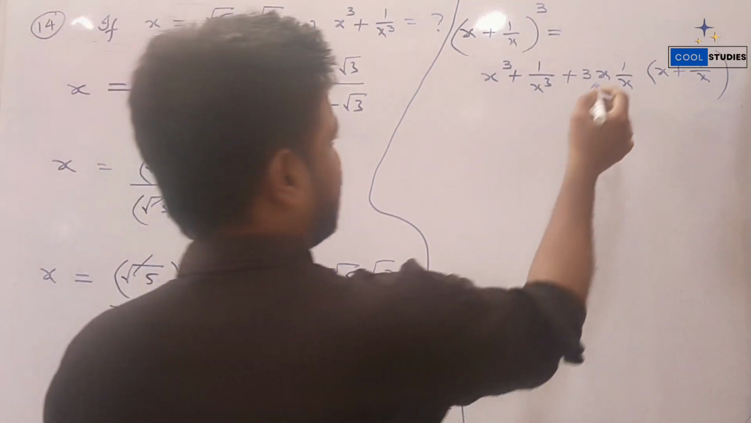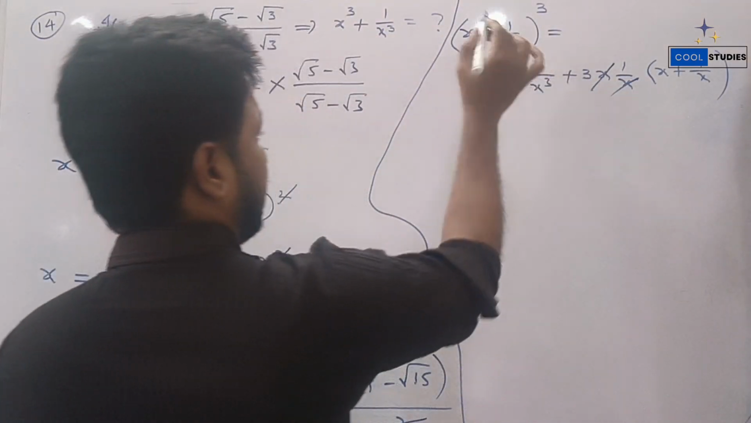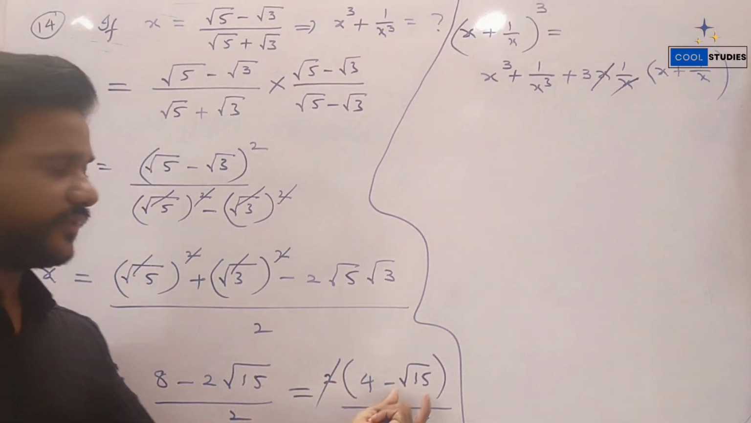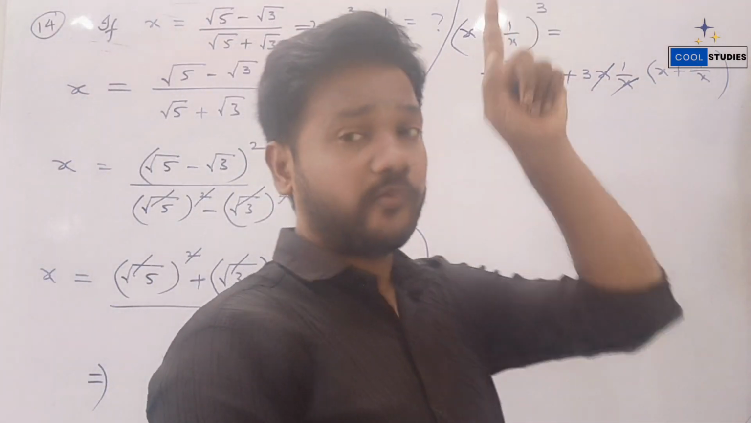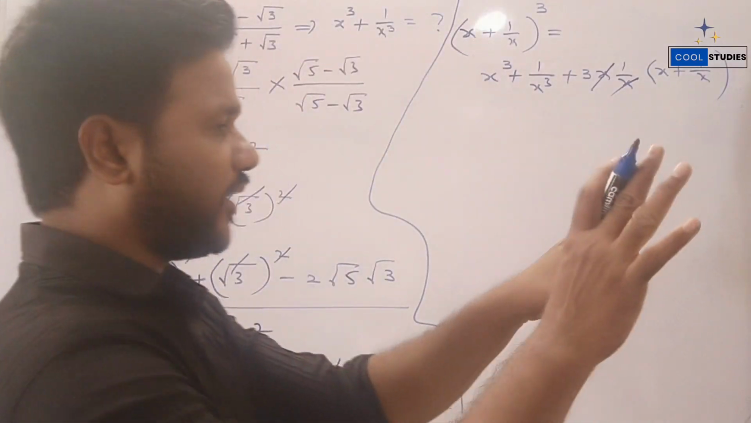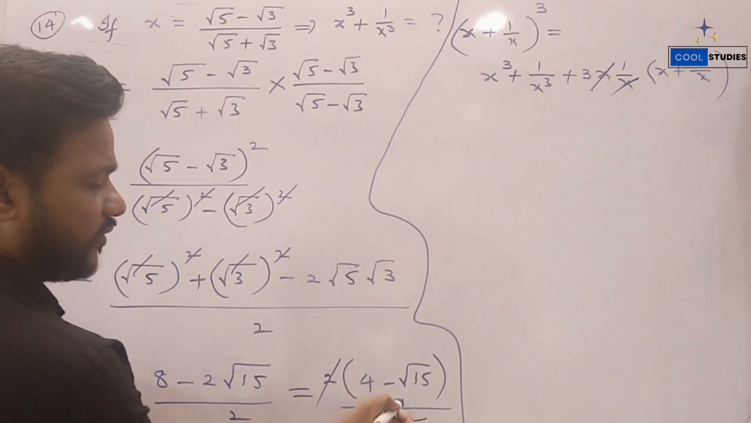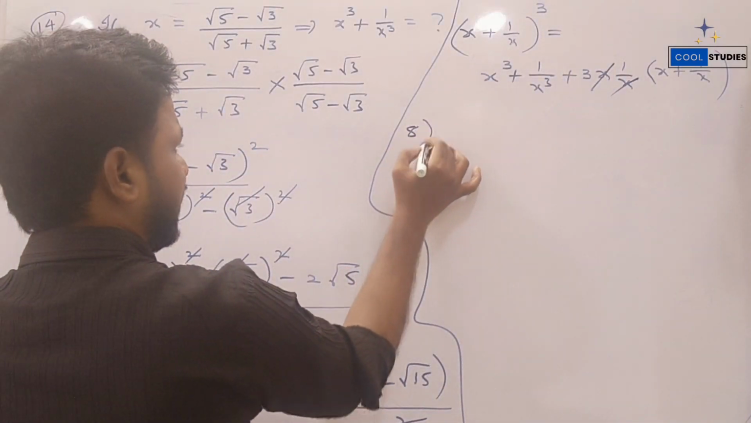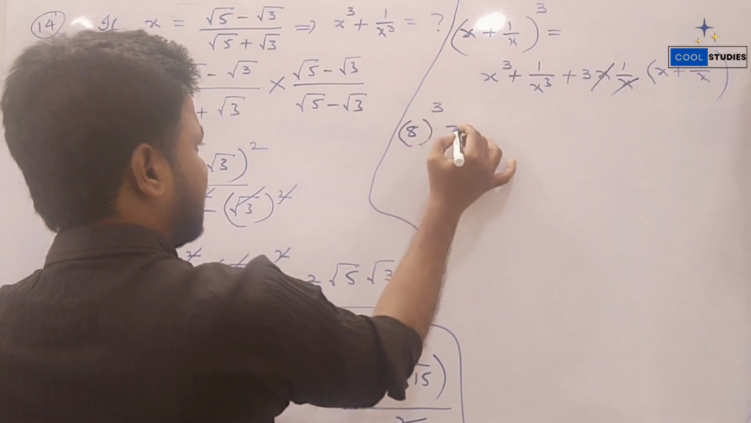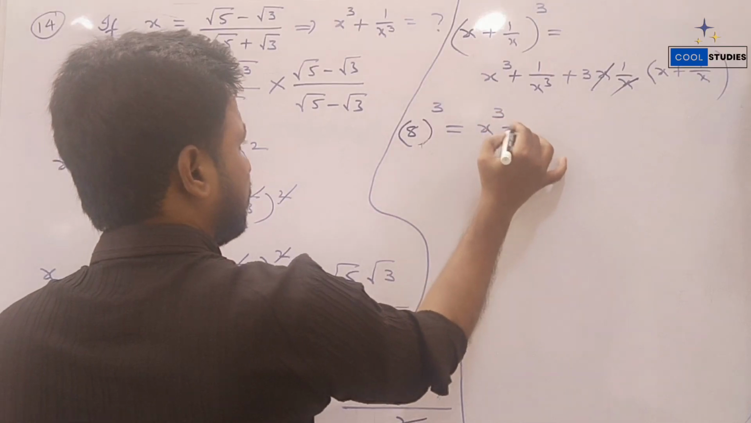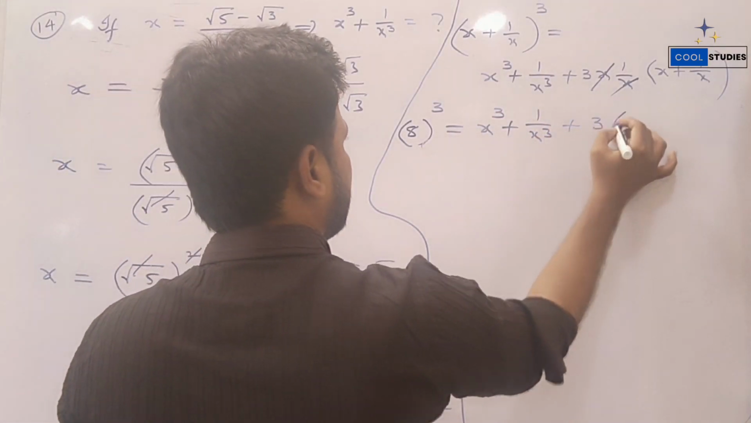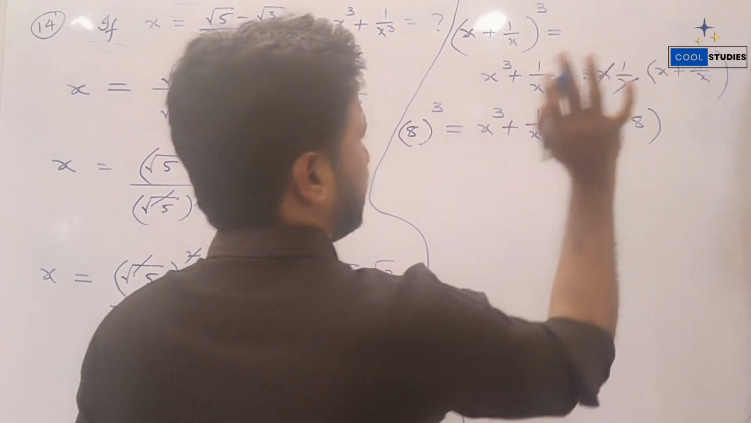Now in that formula, x plus 1 by x: x means 4 minus root 15, 1 by x is 4 plus root 15. Our two values we add. Minus root 15 plus root 15 cancelled. 4 plus 4, 8 whole cube is equal to x cube plus 1 by x cube plus 3 into x plus 1 by x, again 8.